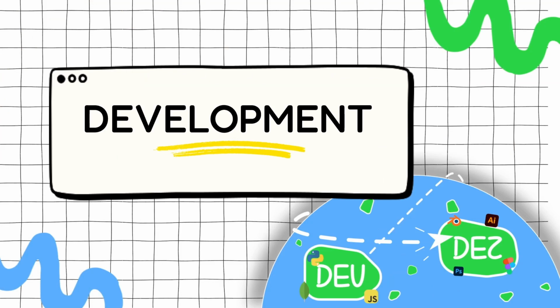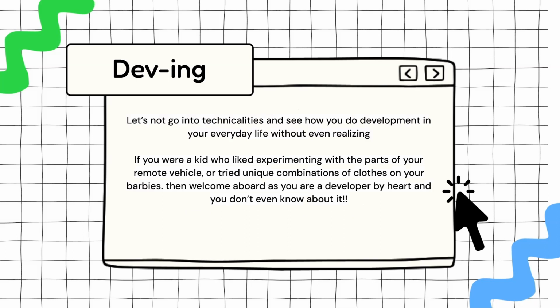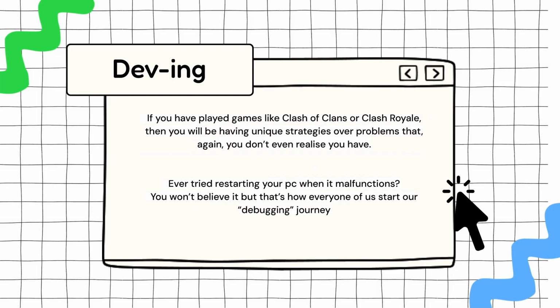Development is the process of designing, coding, and testing computer programs and applications to solve problems or provide functionality. But this sounds boring, right? Development can be seen as an approach to problem solving. It is basically experimenting and applying logic, playing games, or developing unique strategies to a problem. It is also a lot of debugging.